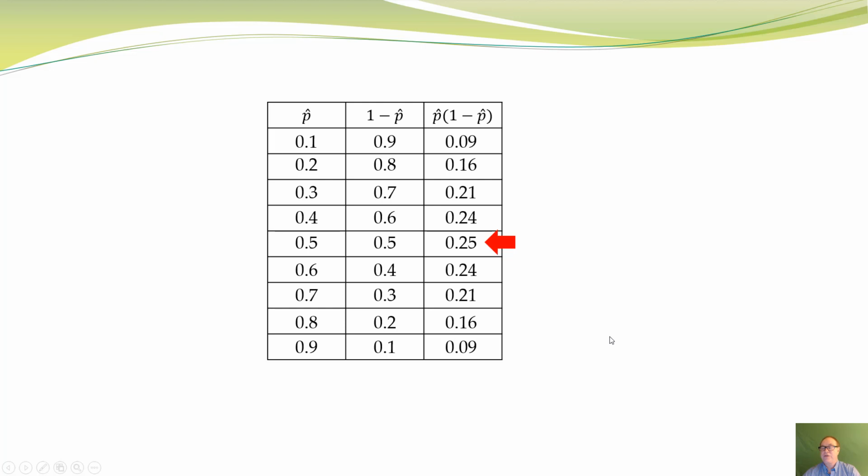Now, what if somebody tells you you have a 50-50 chance? Is that a good thing or a bad thing? Well, 50-50 is the worst case scenario because it gives you the largest number here. This is 50%, 50%, 0.25. So 50-50 is your worst case scenario. So if somebody tells you 50-50, that's not good.